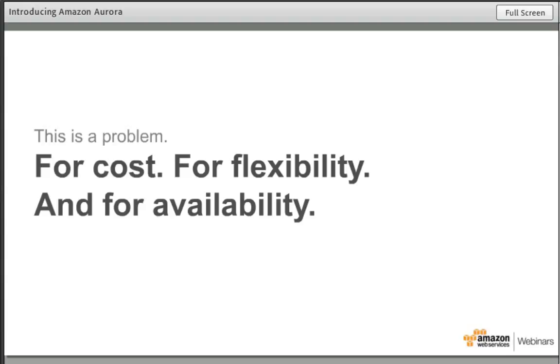It's a problem, in our opinion, for cost, flexibility, and availability. So on the cost side, when you're having to buy bigger boxes and these bundles of functionality, it's not as efficient as a scale-out system. It can be very expensive.